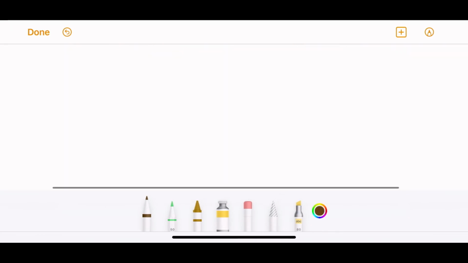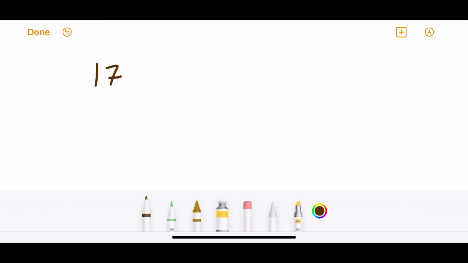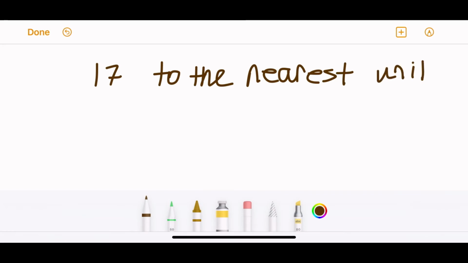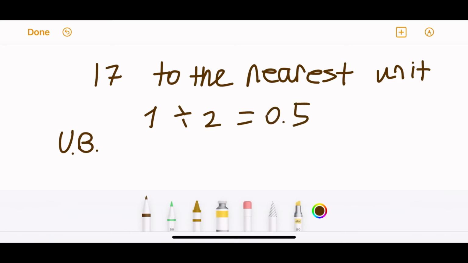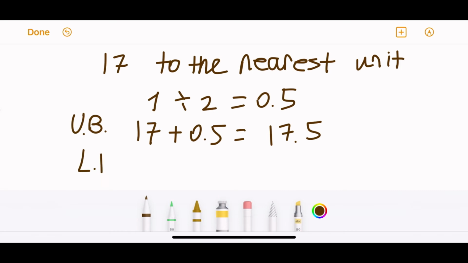Let's say we have the number 17 and we want to find the upper bound and lower bound to the nearest unit. So we will imagine the unit as being just the number 1, and we want to find the upper bound first before we go to the lower bound. We would do 1 divided by 2, so that's half, 0.5. We would add that to 17, the original value, and that would be our upper bound, which is 17.5. And for the lower bound, you can either just do 17 minus 0.5, or you could do the upper bound minus 1, whichever you prefer.